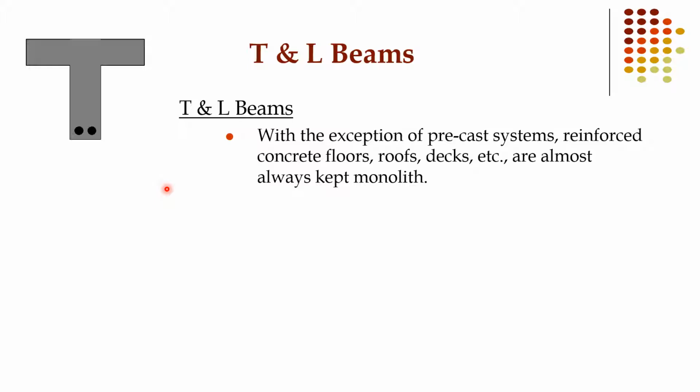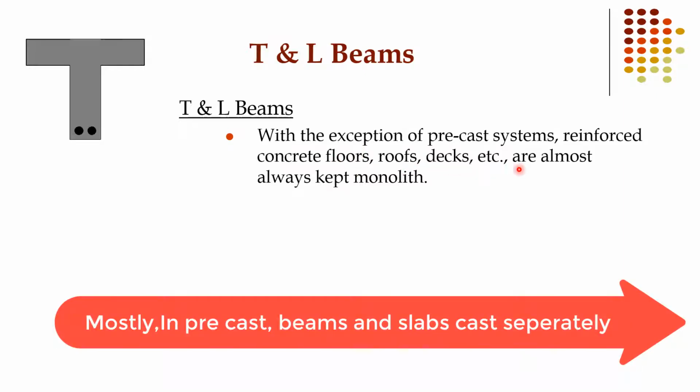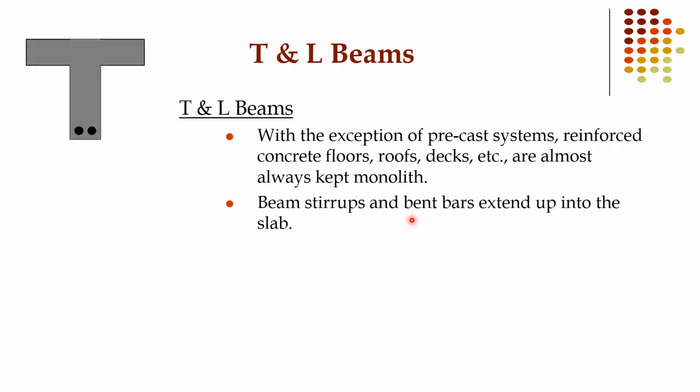T and L beams. With the exception of precast systems, reinforced concrete floors, roofs, decks, etc. are almost always kept monolithic. Second, beam stirrups, shear ties and bent bars extend up into the slab. Means if there are bent-up bars, then the bent-up bars will enter into the slab also, because the hanger bars are placed in the slab portion. Similarly, stirrups or ties also enter into the slab.